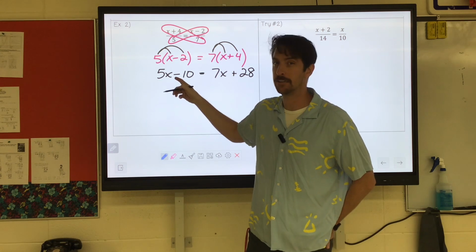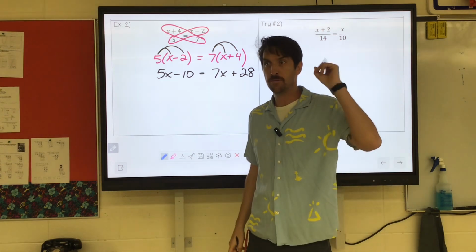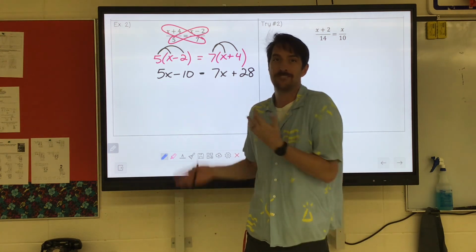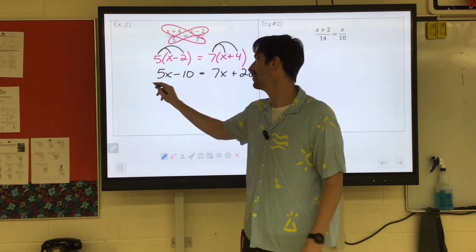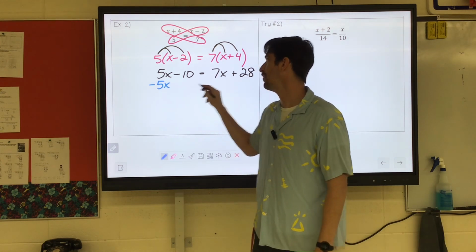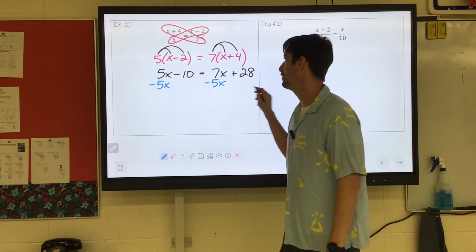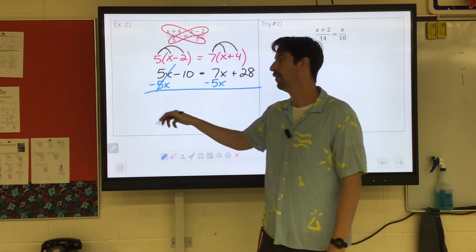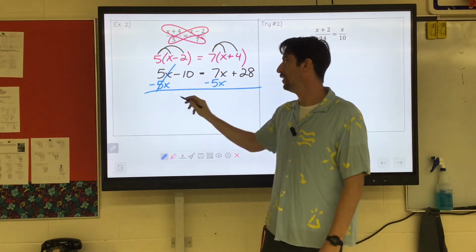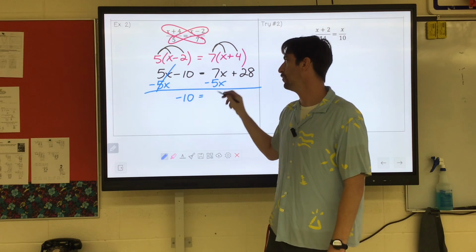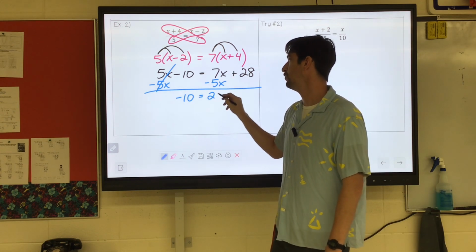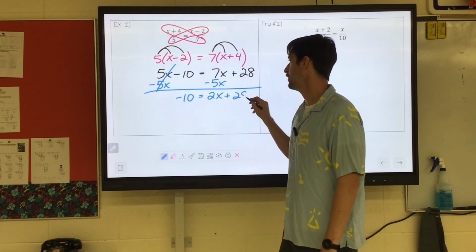Now, to get rid of positive 5x, we have to subtract 5x, because I know some people are going to see the minus 10, and they're going to be like, the opposite of subtraction is addition. But that's for the 10, not the 5x. So we're going to have to subtract 5x's from both sides. 5x minus 5x is nothing, but we have negative 10 equals 7x minus 5x is 2x plus 28.